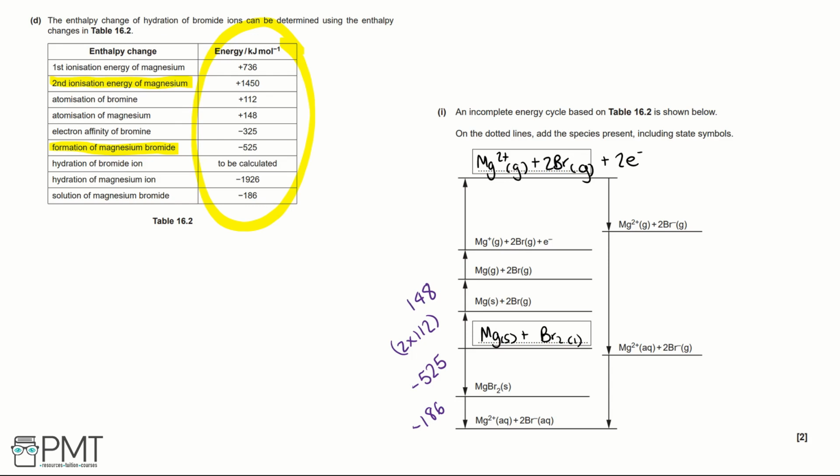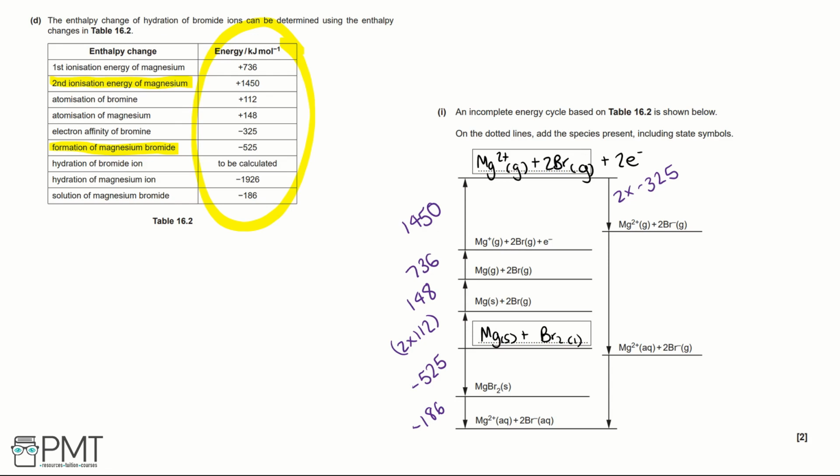Then moving up again, you get 736, which is the first ionization energy of magnesium, because you're forming this Mg+. And then the top left is going to be 1450, which is the second ionization energy of magnesium, because you're forming this 2+ ion. Then if we look at the other side, if we look at the right and we work our way down, we've got 2 times minus 325, which is the electron affinity of bromine, because we're forming these Br- ions and we're forming 2 of them, so we multiply by 2.